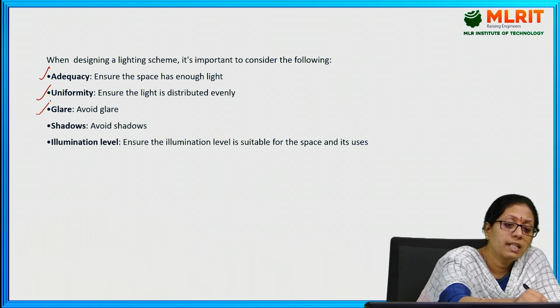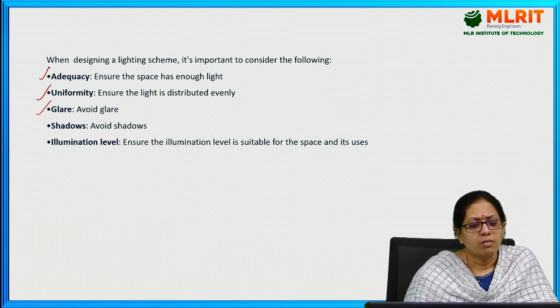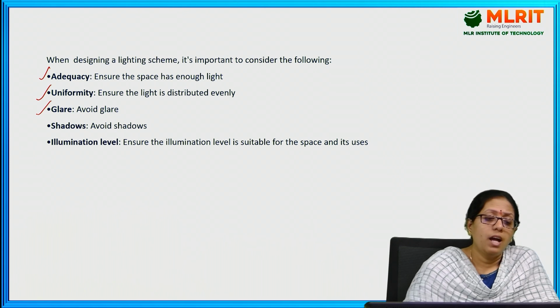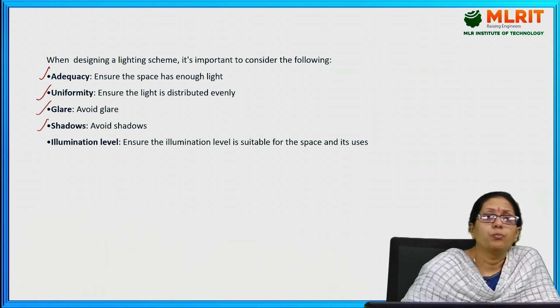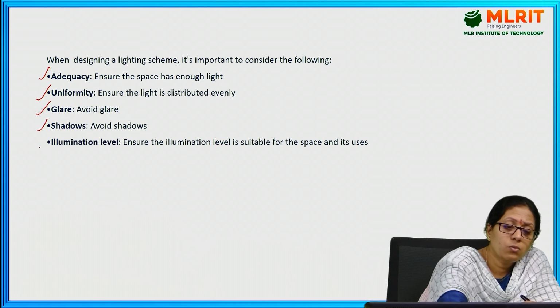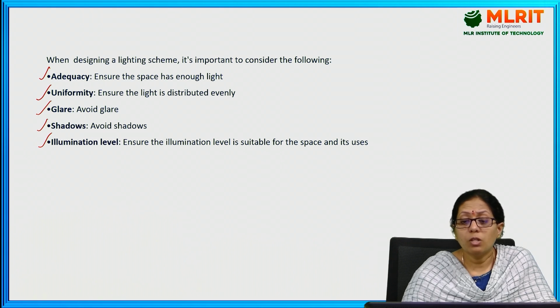Next one is glare. We should avoid the glare to avoid discomfort in the eyes. And next one is shadow. We should avoid the shadow also. Last one is illumination levels. We should ensure the illumination level is suitable for the space and its uses.